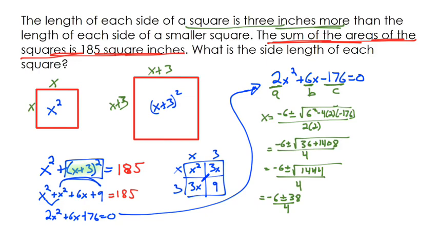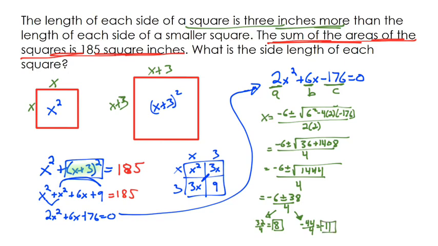Now is where I break this into two separate problems. I'm going to work it out once with the addition and once with the subtraction. With the addition, we do negative 6 plus 38, which is 32 over 4, which gives us 8. That's one solution. For the other solution, we do negative 6 minus 38. Negative 6 minus 38 is negative 44 over 4, which is negative 11.